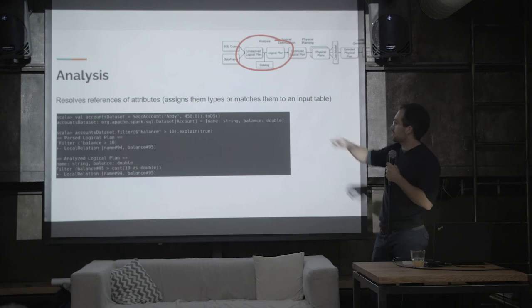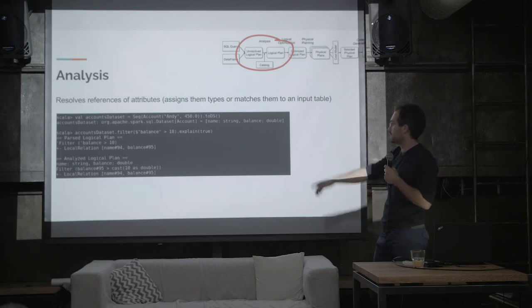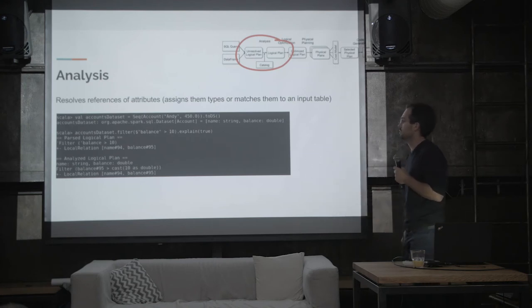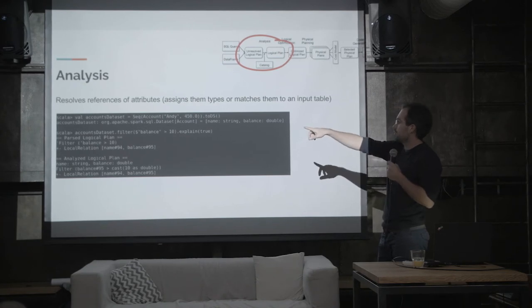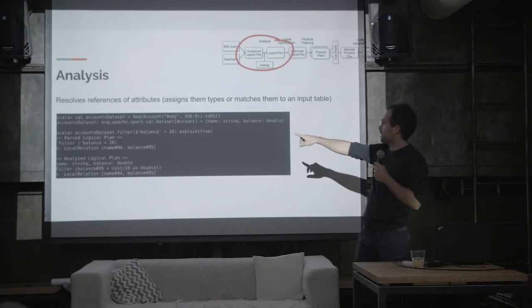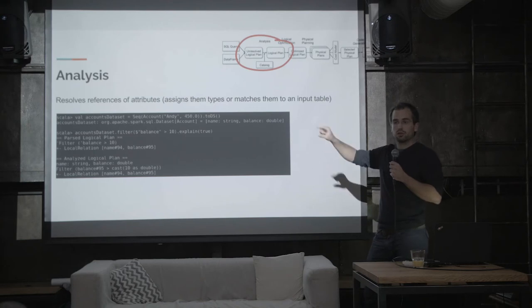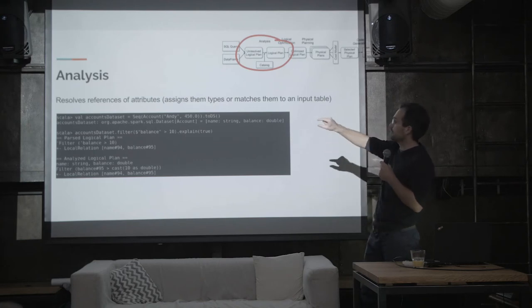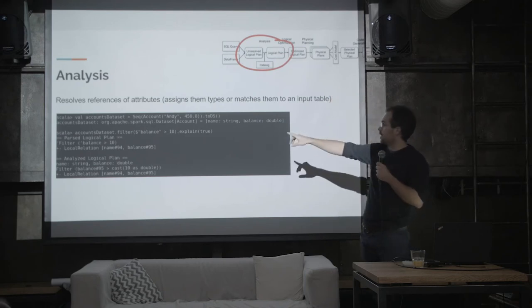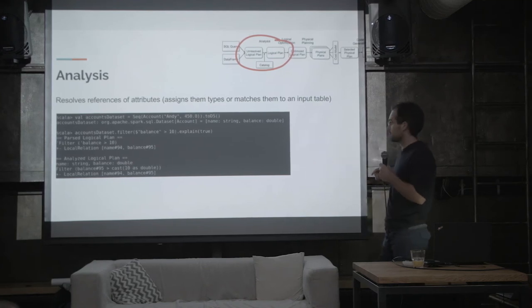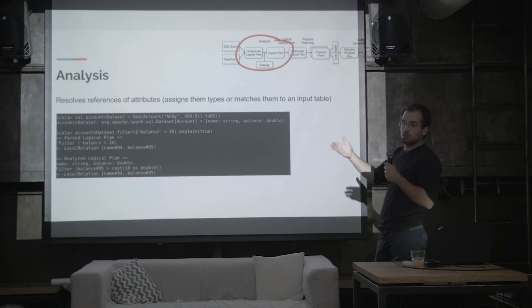So for example, let's see, we have a data set which contains account value, which has name and the balance. So we can use explain method to get all of the plans that were generated by Catalyst. So all of those steps that we see here can be seen through this explain method.